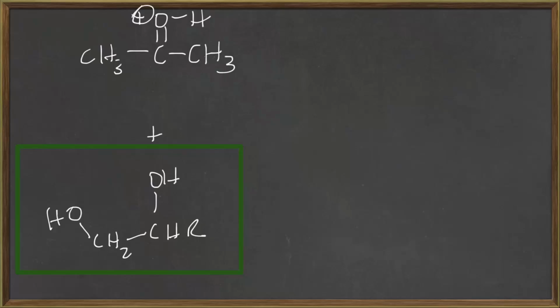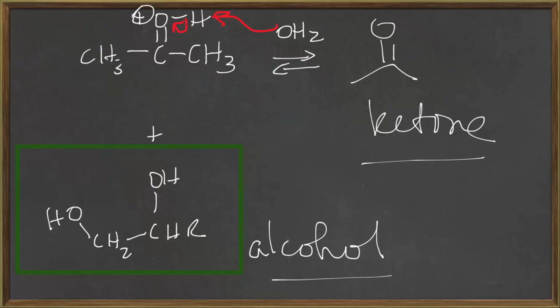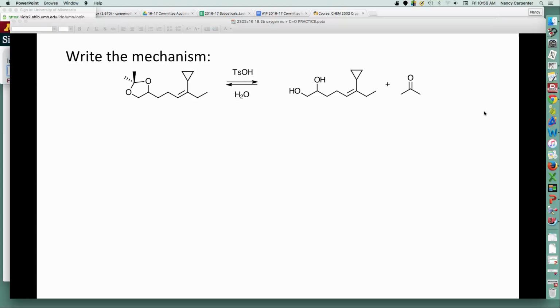And what happens next? Well, that's pretty easy. All I have to do is deprotonate to make my ketone. So here's my ketone. Here's my alcohol. Those two go together to make the ketal. And what we've just shown is the hydrolysis of the ketal to regenerate the ketone and alcohol by addition of a large excess of water. Alright, so that was the mechanism for that guy.